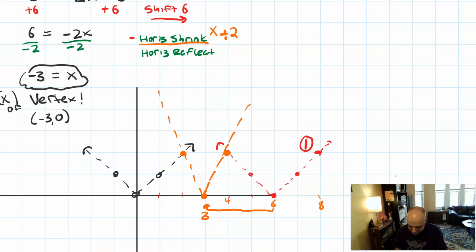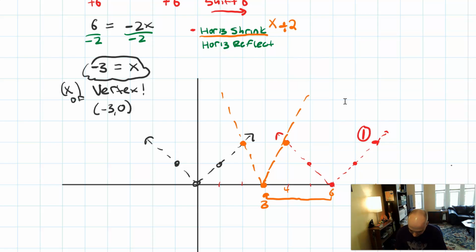You can imagine that this is like a spring attached to 0, which is the only point that isn't going to move. And if you then push the spring in, every point of that spring is going to compress, including the vertex. Sorry, I'm trying to clean up my graph here. Okay.